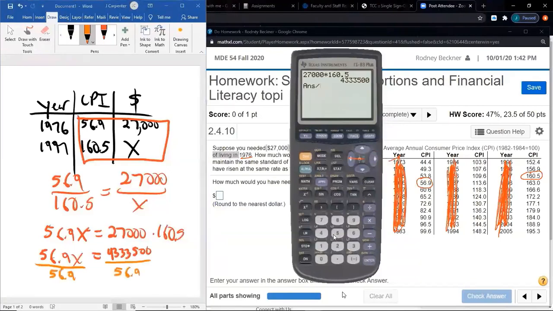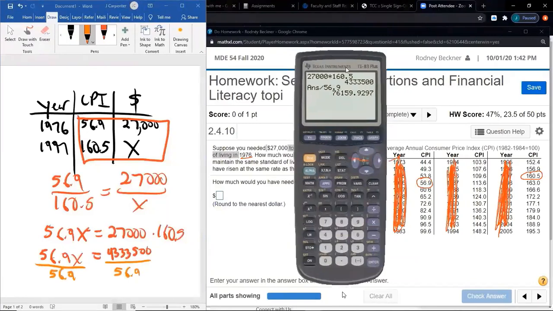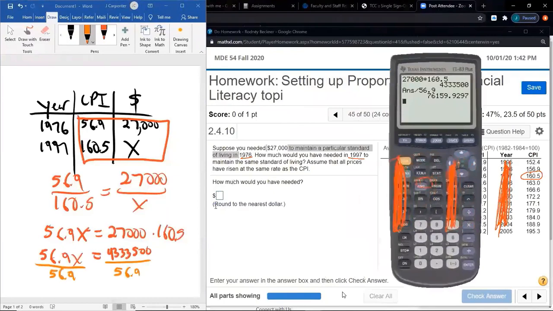So we just divide by 56.9. And what we get is $76,159. And we're talking money, so we should probably round to the nearest penny. We'll confirm. What do they say? Well, actually, they say to round to the nearest dollar, but that would have been the default. With money, you default to rounding to the nearest penny unless they tell you otherwise.